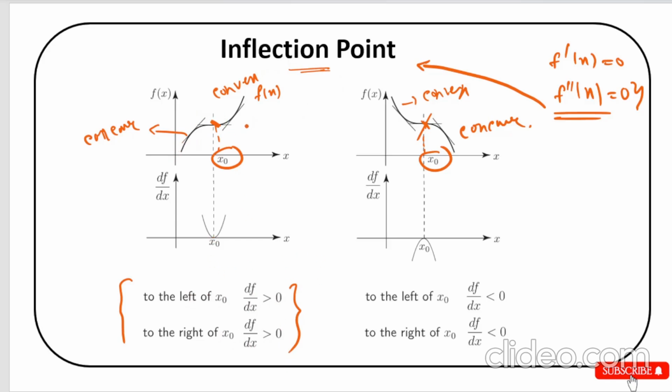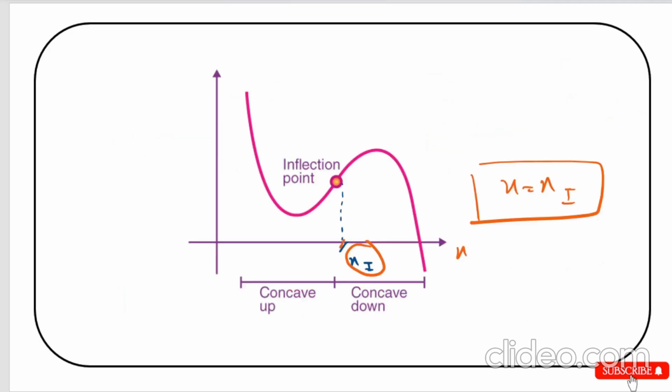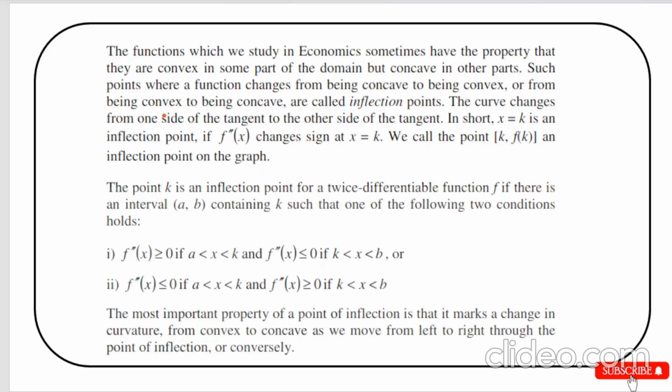So here you see this is positive and this is also positive, and here if you see both are negative, here also it is negative, here also it is negative. So this is one of the processes of checking inflection point. Here is the details I have given you.